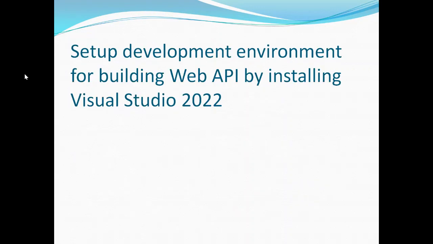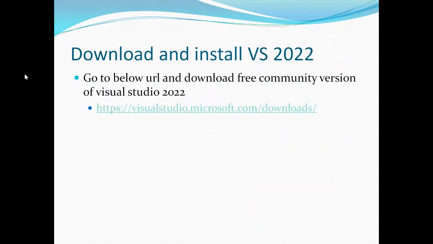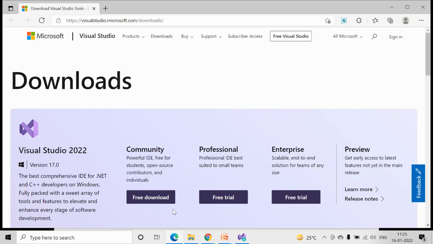First we will see how to set up our development environment by installing Visual Studio 2022. To install Visual Studio 2022, you need to go to visualstudio.microsoft.com/download. Click on this link. I will provide this link in my description. From there you can download the Visual Studio 2022 Community version, which is a free one.